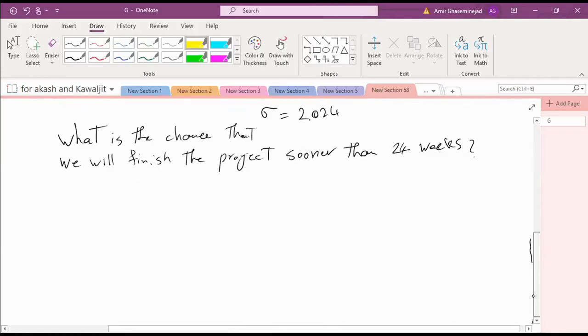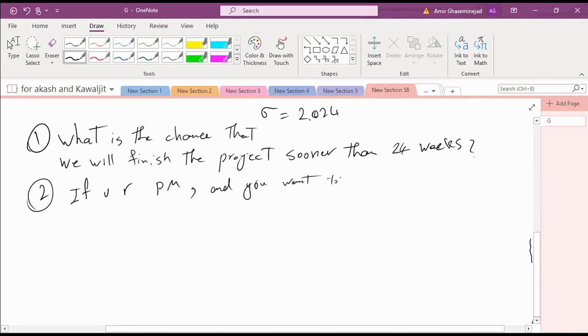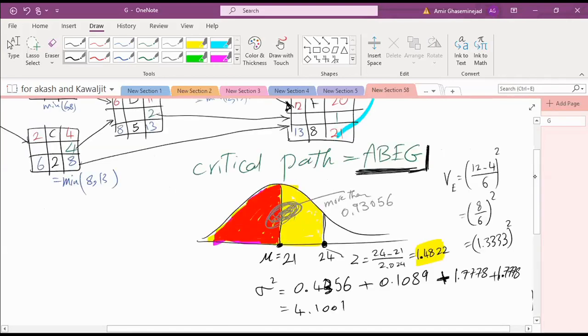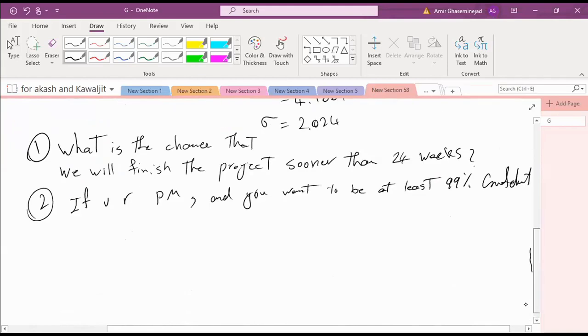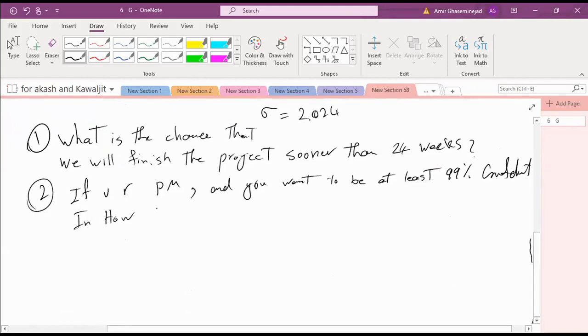Okay, so a more realistic scenario. That was one question. The other question that you should be able to answer is, if you are the project manager, and you want to be at least 99% confident, in how many weeks will you promise to finish the project?